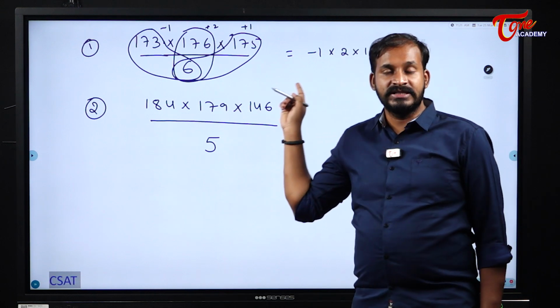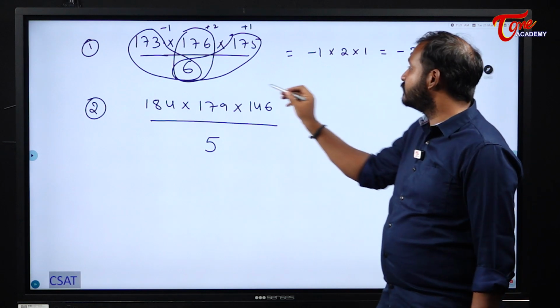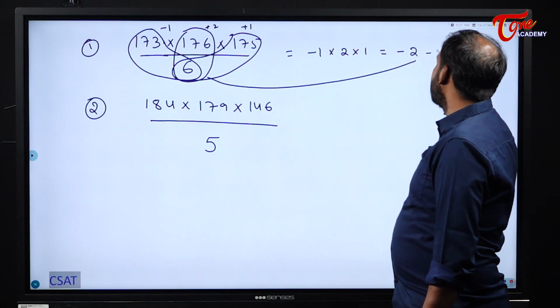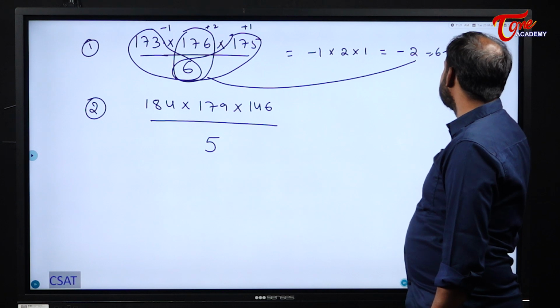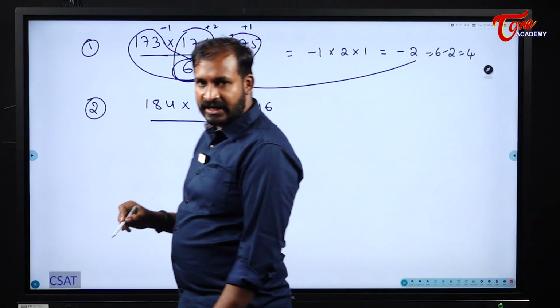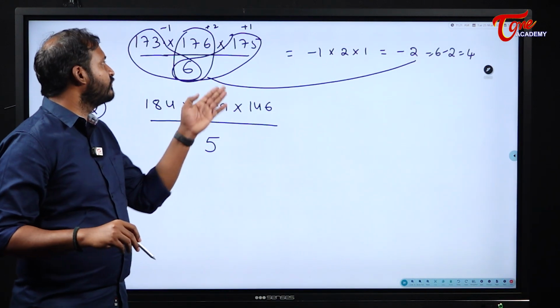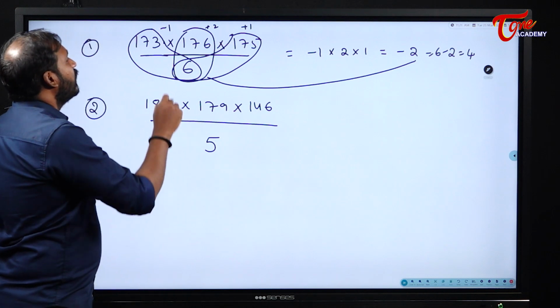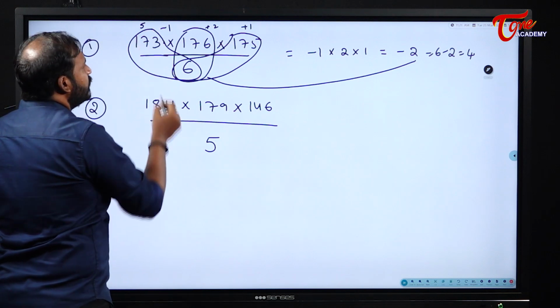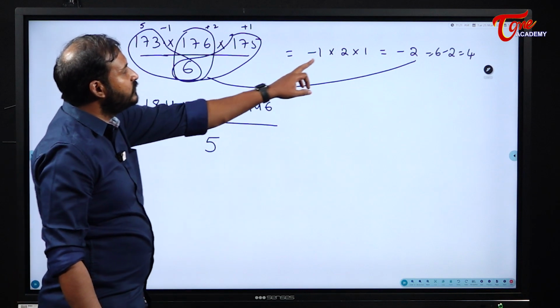This is my final answer, right? So, I cannot write it as a negative value. So, what will I do? 6 minus 2 and I will write my final answer as 4. If you take all the positive values also, there is nothing wrong. If you take all the positive values, what will you get here? 5. 5, right? So, 5 2s are 10.